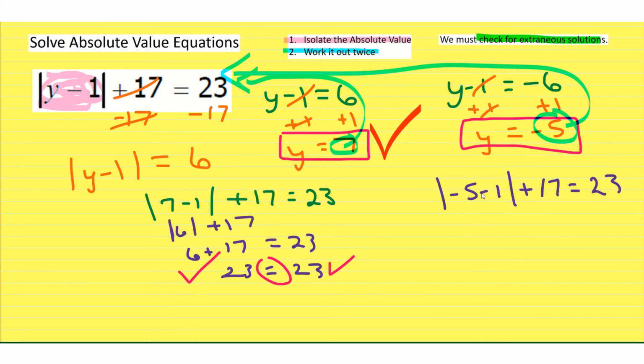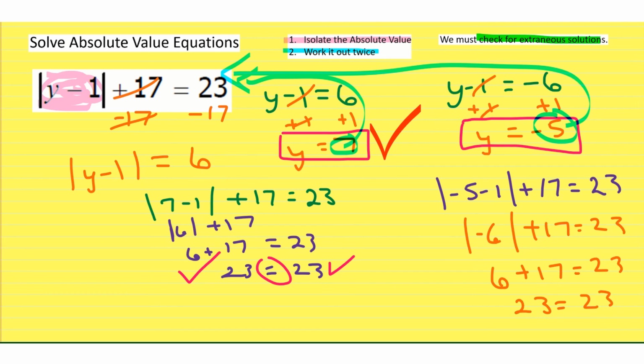Let's test the other one. Negative 5 minus 1 means the absolute value of negative 6, plus 17, equal to 23. The absolute value of negative 6 is a positive 6, so 6 plus 17 equal to 23. Well, 6 plus 17 does equal 23. That is a true statement. If it's true, 23 does equal 23, that means that this answer of negative 5 is a correct answer. So 7 and negative 5 are both good answers for this absolute value equation.